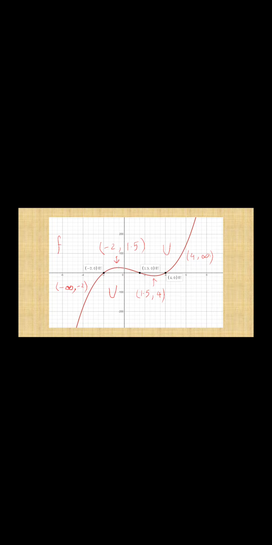Therefore, in this part f of x is positive, meaning greater than 0, and below here f of x is negative, meaning less than 0. And as we said, on the x-axis, f of x equals 0.